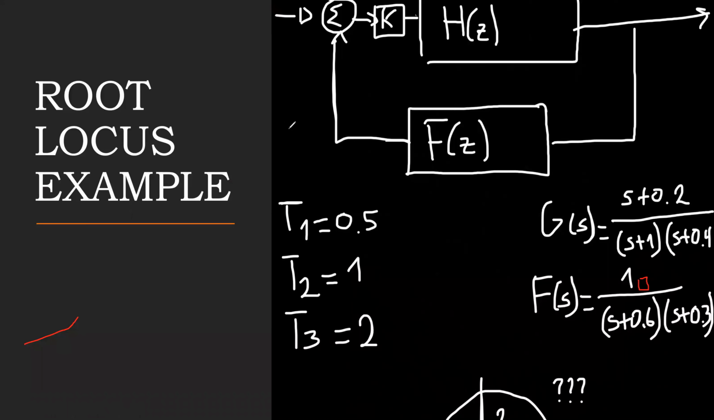So to continue, we have the example. I'm going to explain this real quick. We have the controller, the gain here that we will control to reach the stability that we want for the system.